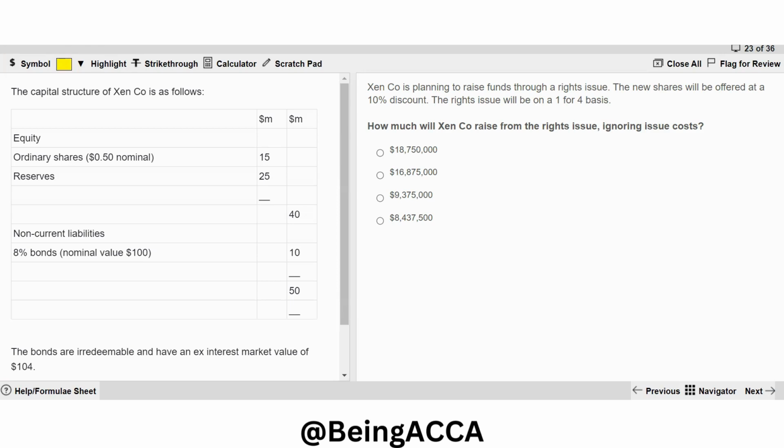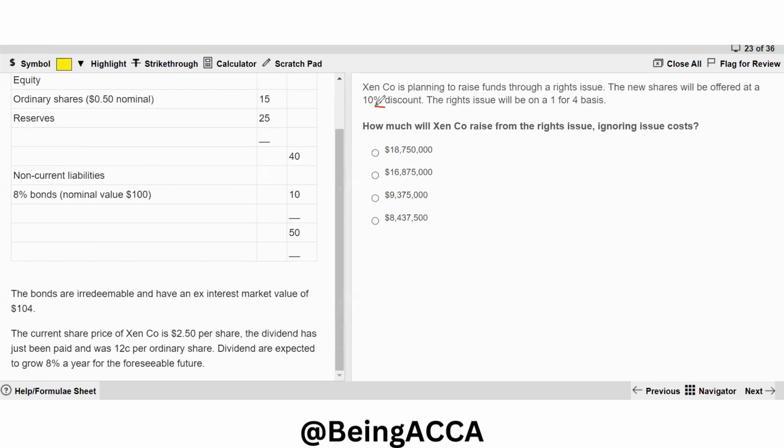So, what is the requirement over here? The requirement is how much will Xen Company raise from the rights issue, ignoring the issue costs. The rights issue price given to us is, first of all, the new shares will be offered at a 10% discount. We had the market value of the shares, which was given to us as $2.5. So for $2.5, we are giving them at a 10% discount.